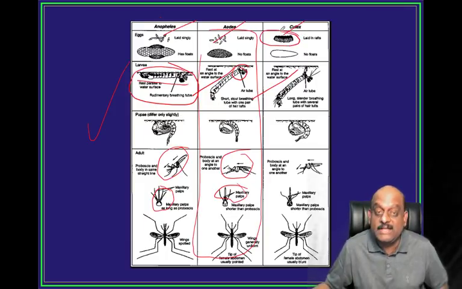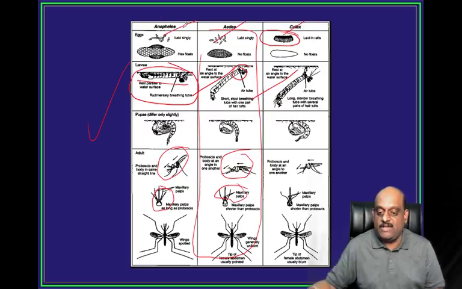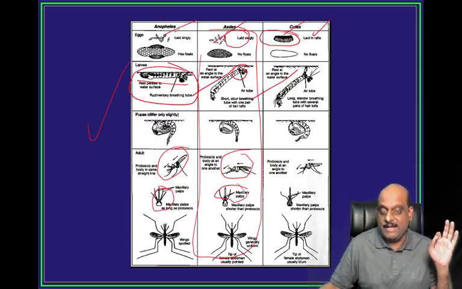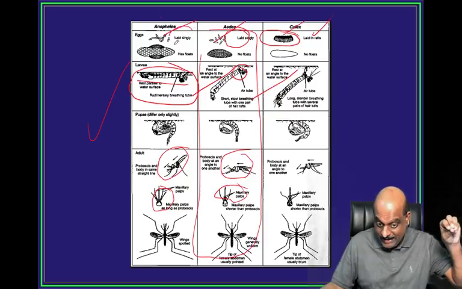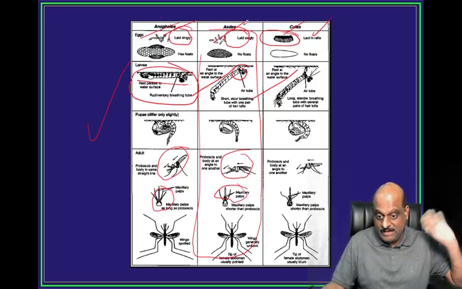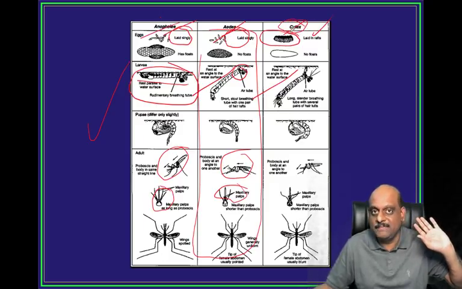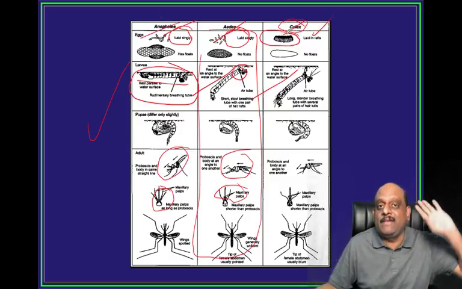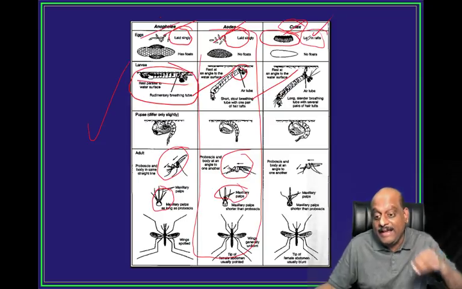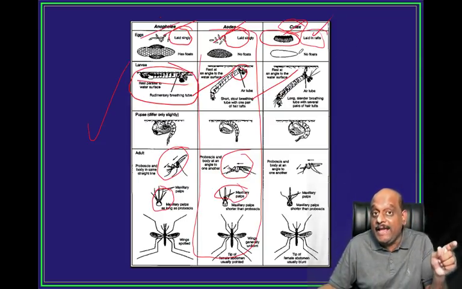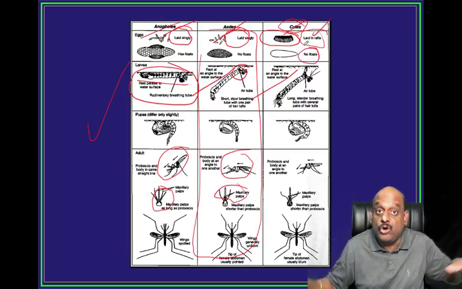Laying the eggs in raft is the nature of Culex. Laying the egg singly is the nature of Anopheles and Aedes. So Culex, it is like a polycystic ovarian disease. It will be laying in raft is what you need to remember. Culex eggs float.